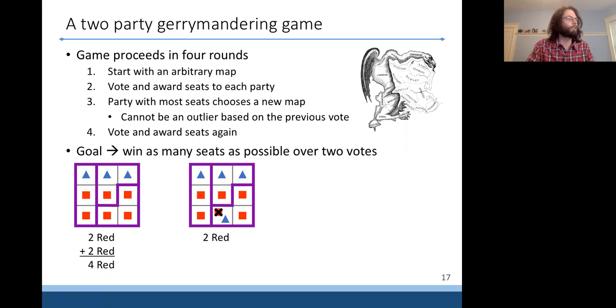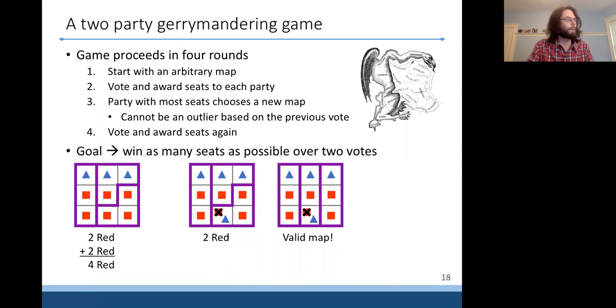But what if one of the voters in the red party decides to lie and vote strategically, right? So now let's say this lower middle voter decides to cast a blue vote in the first election. This doesn't affect the number of seats won by the red party in the first election. So red still wins this district. But it changes what the maps look like. So in round 3, when we're redrawing the maps, this map, which was our upper left corner map from our slide of all 10 maps, now looks like a valid map, right?